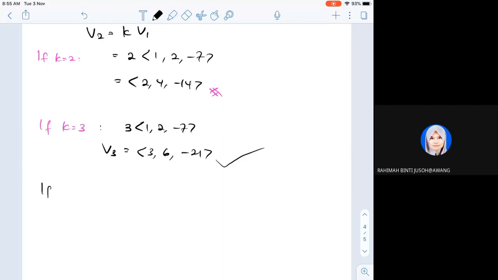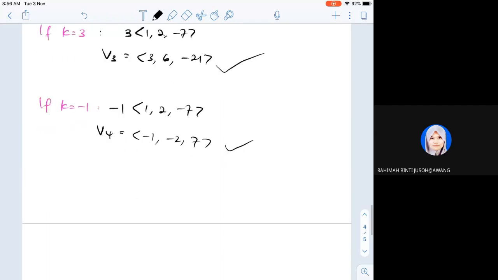You also can have K negative. If K equals -1, also can. So -1 multiplied with the first vector, you will get V4. So V4 is -1, -2, 7, also correct.